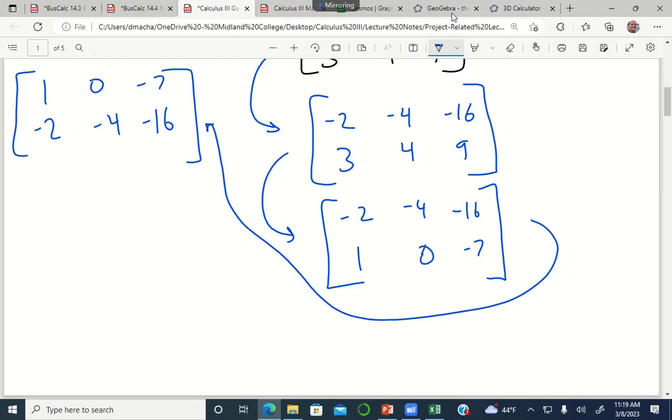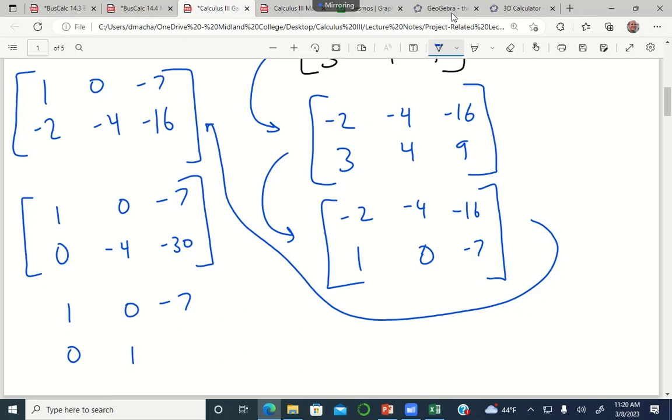And then what I could do is I could add 2 times row 1 to row 2, and I would have 1, 0, -7, and then 0, -4, and 2 times -7 plus -16 is going to be -30. And then I could take the second row and divide the second row by -4, and -30 divided by -4 would be 15 halves.